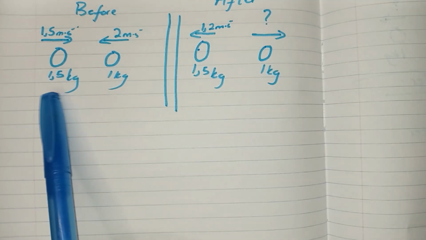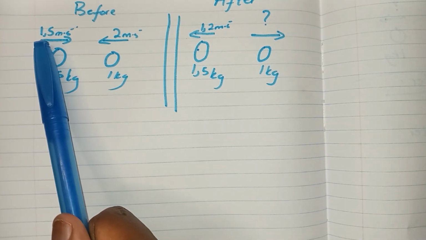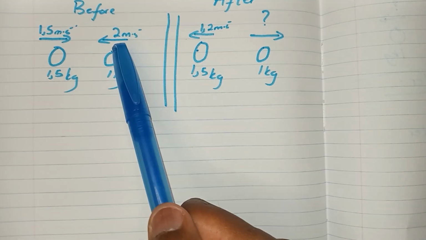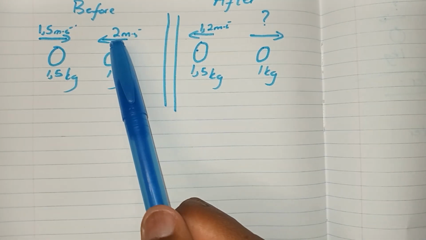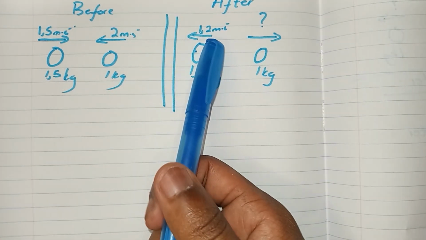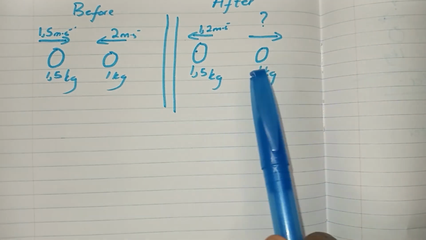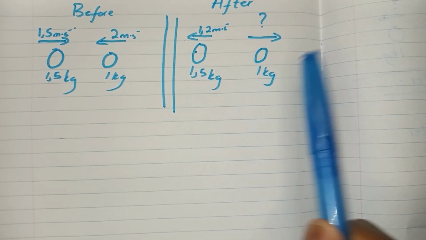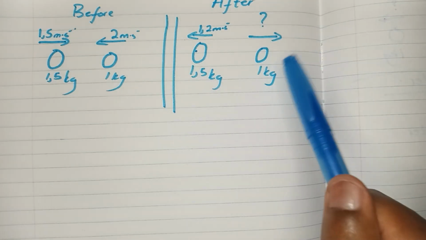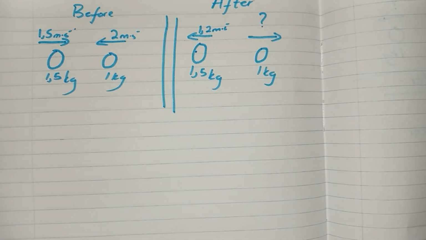So we have ball 1, which is 1.5 kg in mass, with a velocity of 1.5 meters per second to the right. Ball 2 is 1 kg, traveling at a velocity of 2 meters per second to the left. After the collision, the 1.5 kg ball is traveling at 1.2 meters per second to the left. And lastly, the 1 kg ball has an unknown velocity. This is where we use the conservation of linear momentum. So we go to the formula.